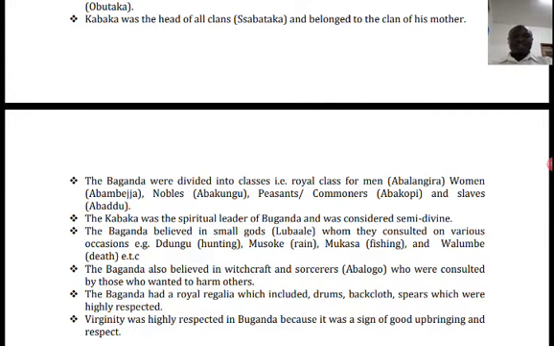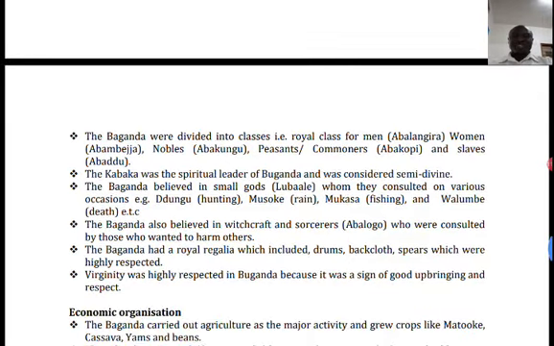In Buganda, the Kabaka was the spiritual leader because he possessed semi-divine powers. He was both a political head and a spiritual head in the kingdom. All religious functions were presided over by the Kabaka. The Baganda believed also in their supreme being, Katonda, the creator, because they believed that Katonda created each and everything. But below Katonda, the Baganda believed that there were other lesser gods, the Lubaale. And these Lubaale were consulted on various occasions.